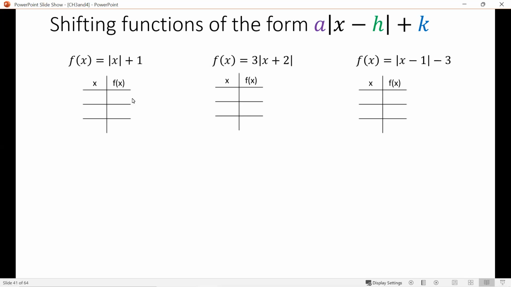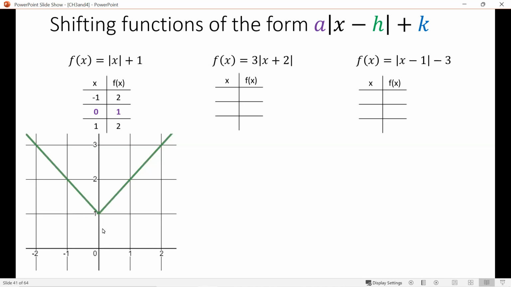Okay. So let's take a look at how some of these shifts look by plugging in some points. If our function is equal to the absolute value of x plus 1, well, that plus 1 is going to increase all of our y values. So we plug in a couple x values, and we see that our y values, our outputs, are just one higher than they are for the function absolute value of x. So everything has shifted up by 1 because of this +1.